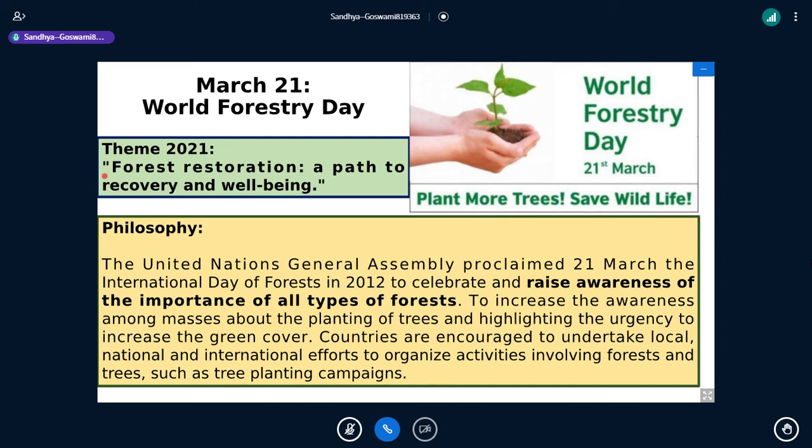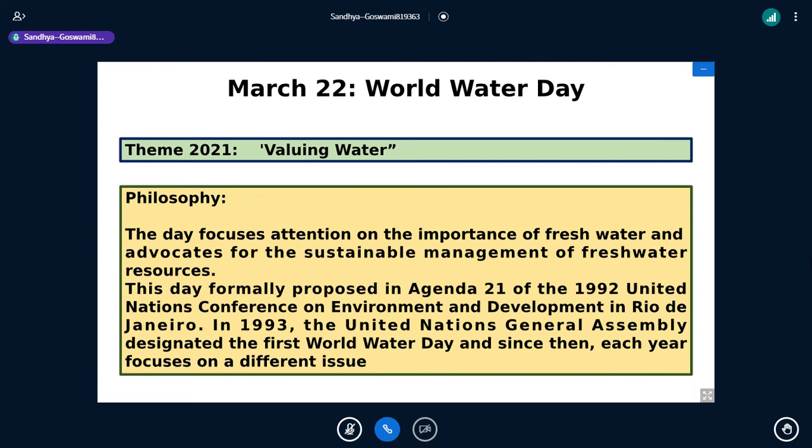21st March. We celebrate all these days in our college also, in our department. Forest restoration was its theme because the UN has declared 2021 onwards the decade of ecosystem restoration, decade actually, not year, right? So forest restoration was kept as a theme for it, and here again, to raise awareness about the importance of all types of plants, we have this day to celebrate. Then in March, 20 March Sparrow Day, 21st March Forest Day, and 22nd March is World Water Day, right? Again, why? What is the importance of fresh water for the sustainable management of this earth? This day is celebrated.